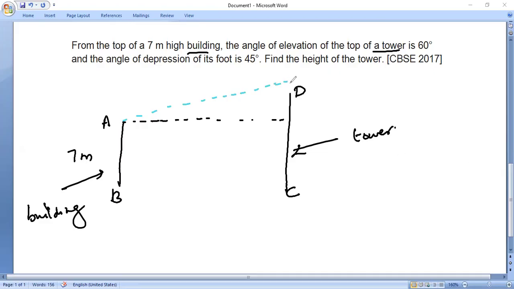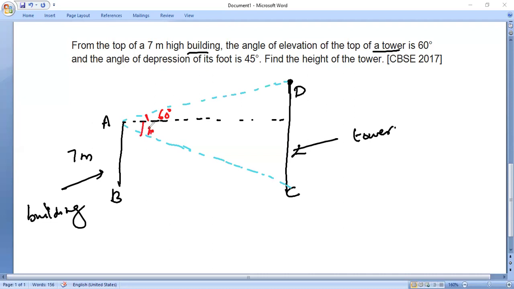This is the top of the tower, right? This one is D. So the angle of elevation here is 60 degrees. The 60 degrees is a little bit more angular, anyway, you manage with this. And the angle of depression to the foot is 45 degrees. So, the angle of depression to the foot from the same point A, we are going to take the angle of depression. Clear? So this one is 45 degrees.